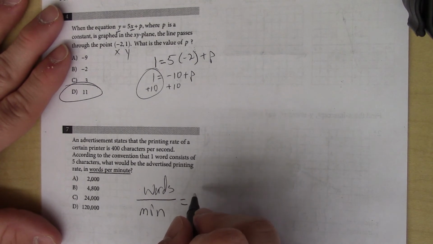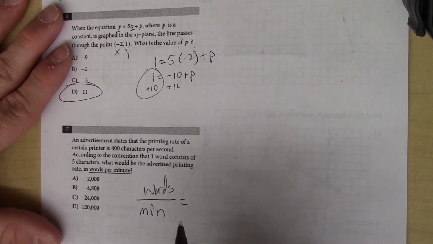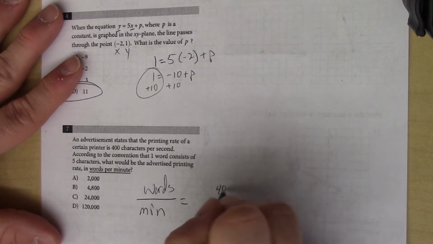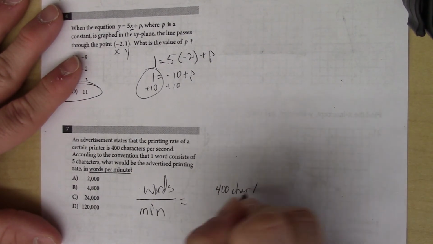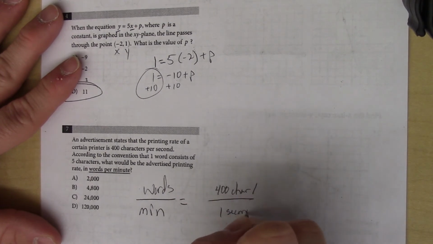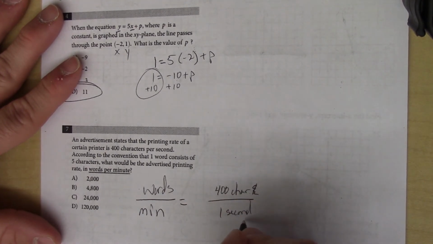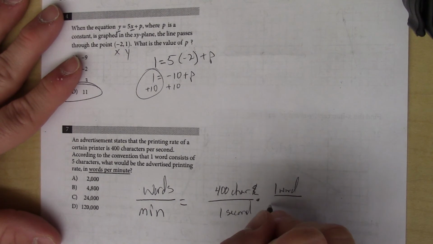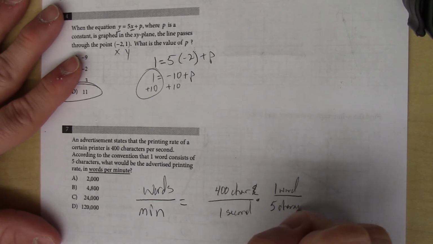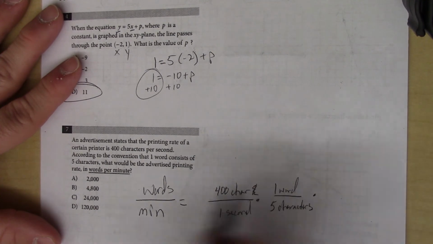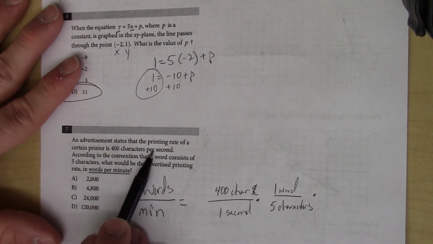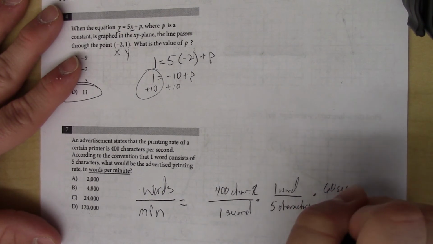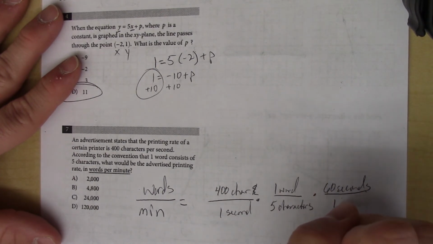This gets a little bit confusing here, right? Boy, there is a lot to this one. This is probably going to be an extra credit problem, okay? So words per minute is what we need. To get there, I know I have 400 characters per 1 second. And I'm going to times that with 1 word per 5 characters. And then I'm going to times that because I'm trying to find out how many per minute, but this is broken down into seconds. So I need to times it by 60 seconds per 1 minute.